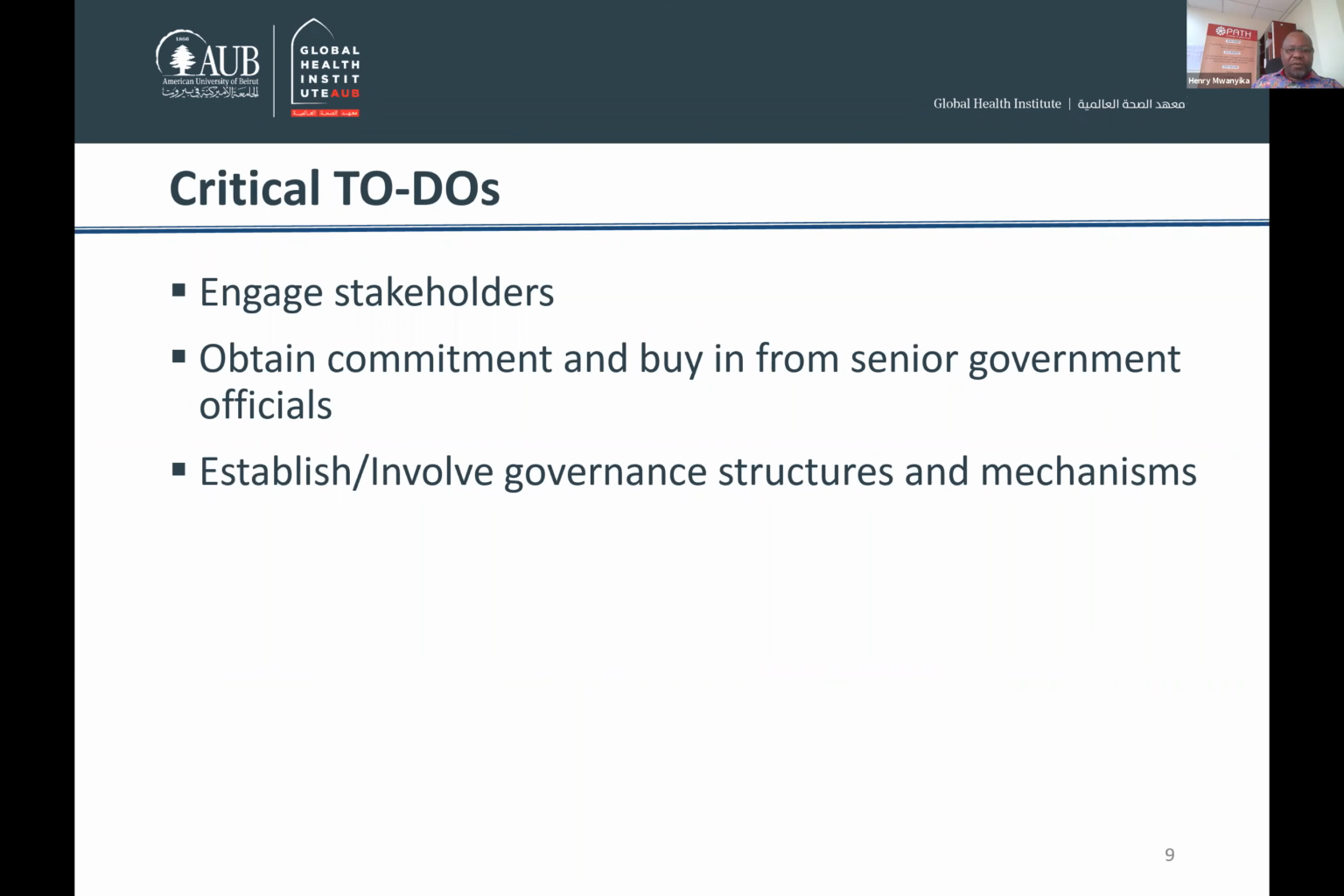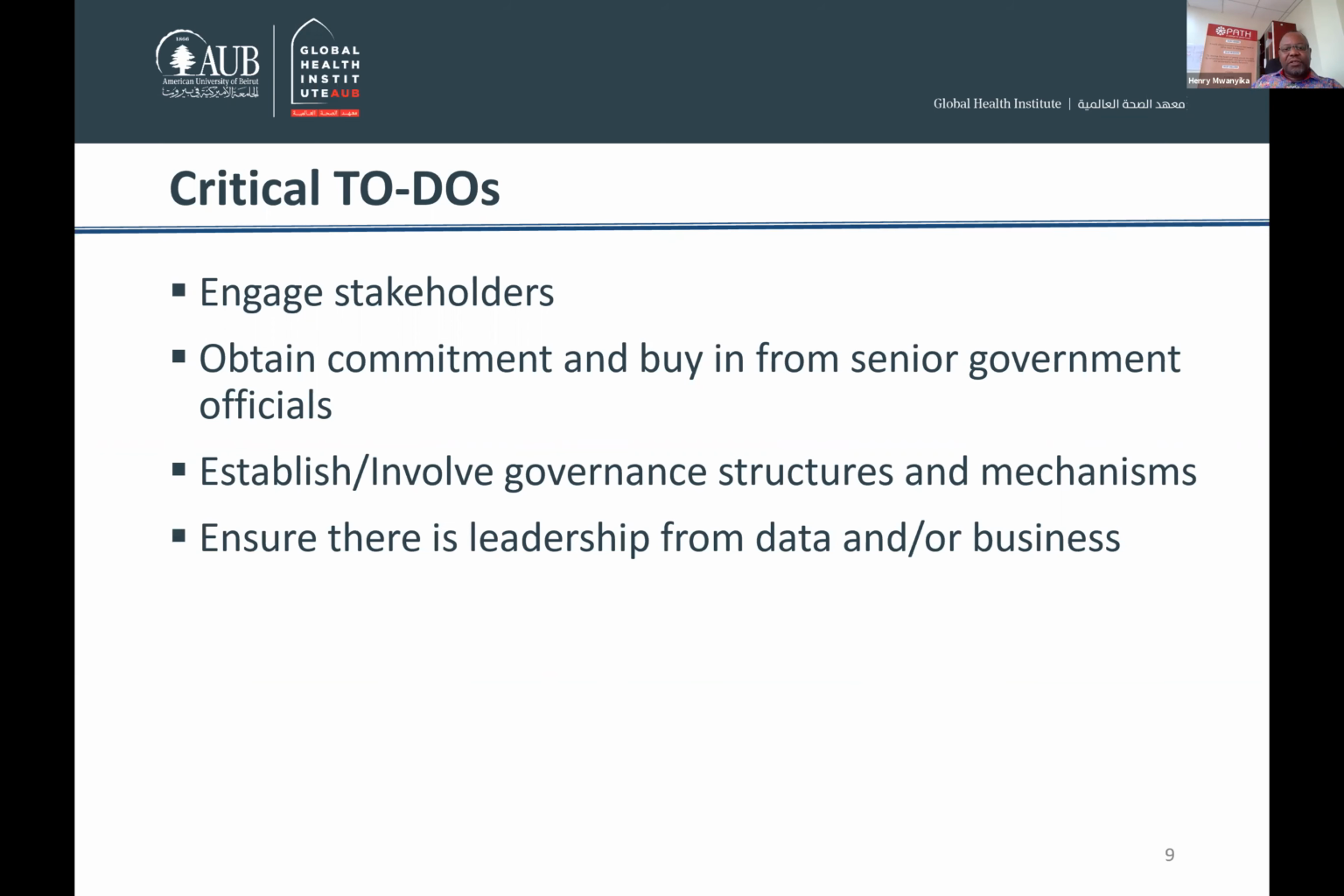Also, involve governance structures. If they don't exist, you should establish governance structures and mechanisms so that when decisions need to be made, at least we know where those decisions should take place. Also, the leadership should be from data or business, not ICT, because the idea is to make sure that this initiative of developing a digital strategy is not seen as an ICT initiative. Because once it is seen as technical, you're going to lose business people. Another one is consultation.